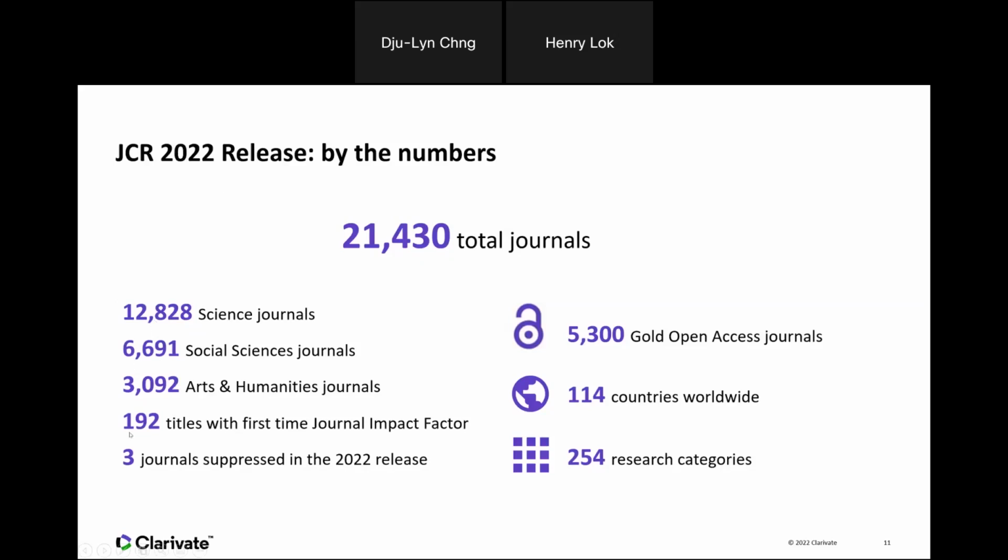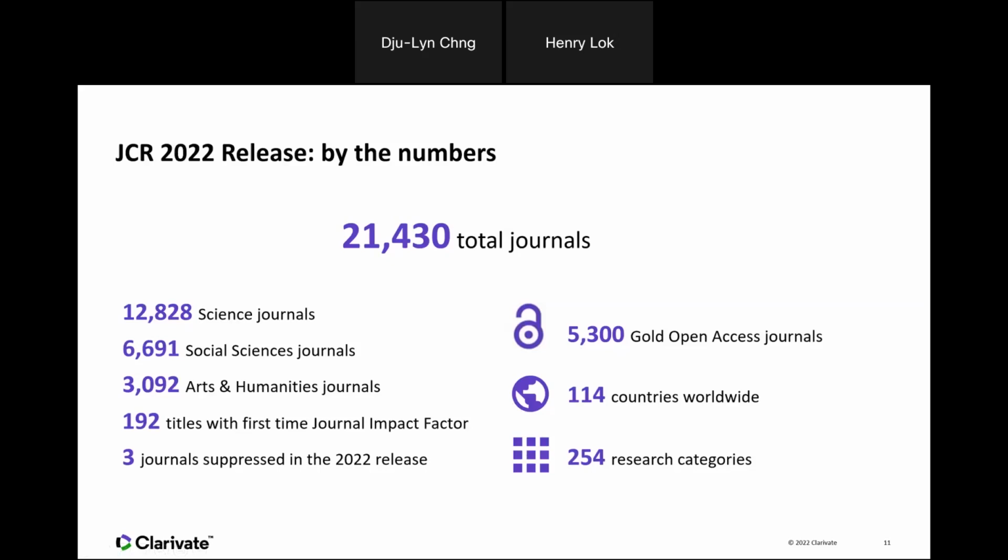Now, there are also new entrants to the Journal Impact Factor. 192 titles received their first Journal Impact Factor this year. In terms of open access journals, we have 5,300 open access journals that are indexed in the Web of Science currently. These journals span across 114 different countries and across 254 research categories, which is the Web of Science research category. One thing to take note of is that some of these journals can belong to multiple research categories.